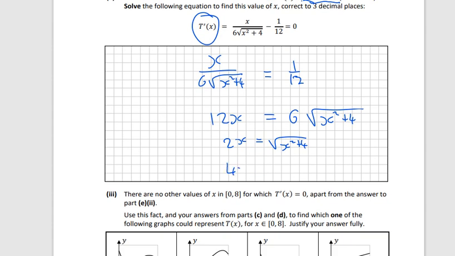I can square both sides. 4x squared is equal to x squared plus 4. And we get 3x squared is equal to 4. And then x squared is equal to 4 over 3, and x is equal to the square root of 4 over 3. Now they wanted it corrected to 3 decimal places. So if you use the calculator, that's 1.155. And that's it.